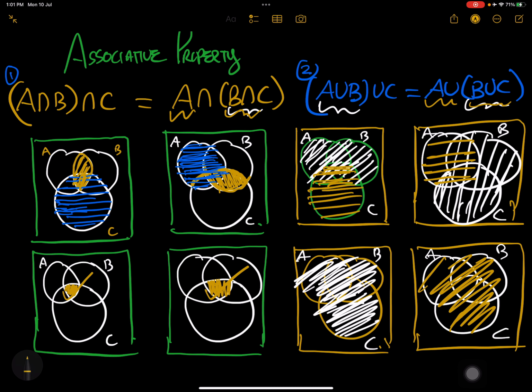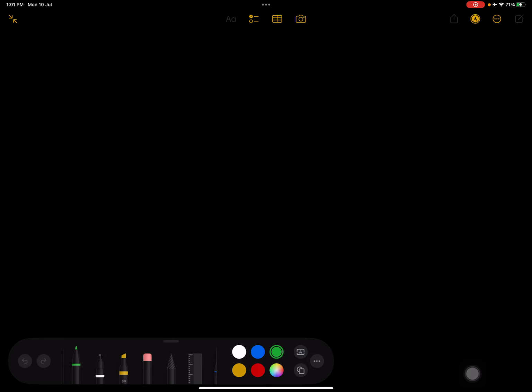Now let's look at the third type. We looked at the commutative property, we looked at the associative property, and now we're going to look at the third type of property. That third type of property is known as the distributive property.